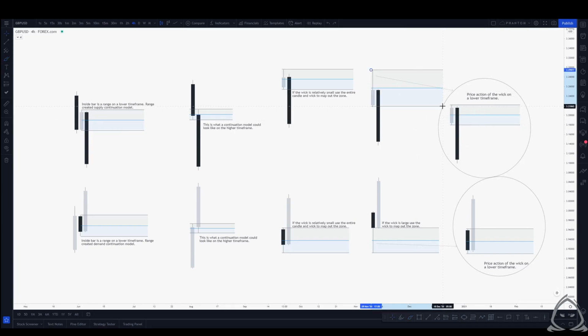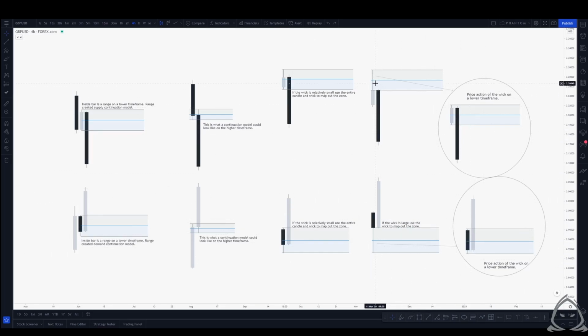But again, there's nothing wrong with using the entire candle for mapping out your supply zone. This is simply for refinements and just understanding the fractal nature of the markets. And again, the same is true for the demand zone, where within this large wick to the downside, if we were to look at that on a smaller time frame, what we would see is either a pivot created demand zone or a range created demand zone.